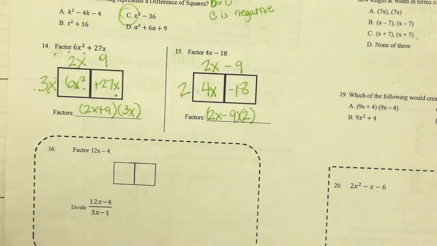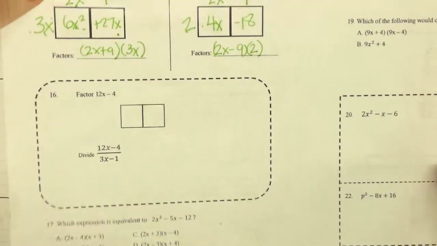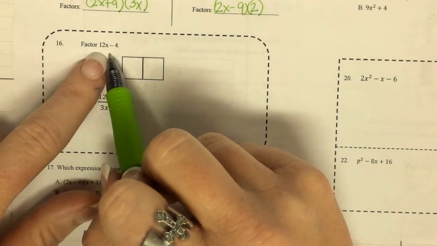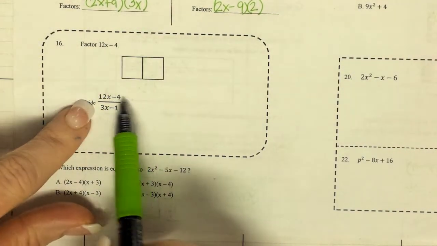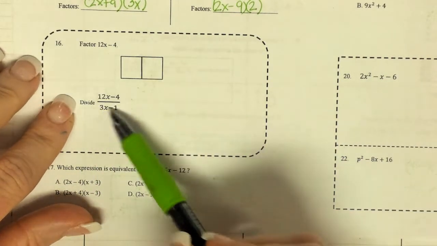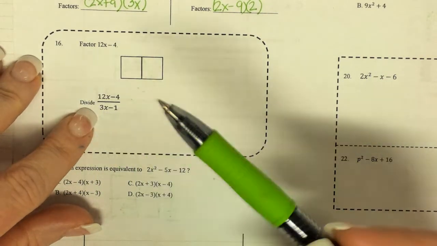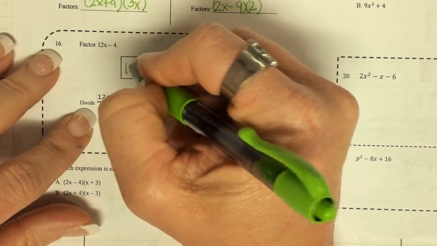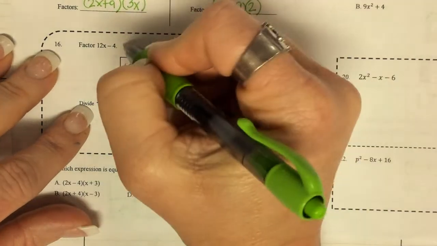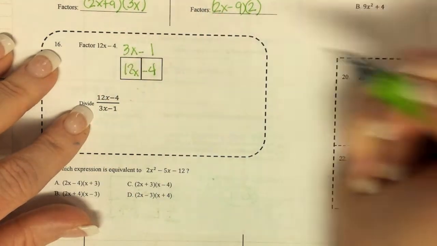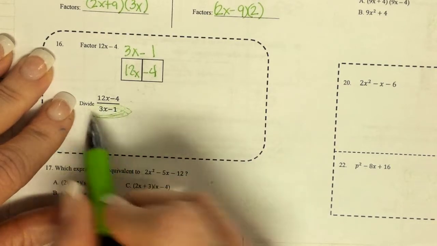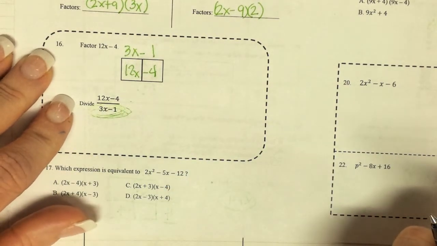Okay, so move on down to 16 because this is what it's going to be like on the test. They're going to give you this. They're going to say factor 12x minus 4. But they're going to have this problem down here below it that goes with it, okay? They're trying to get you to factor it before you divide it out, right? So I'm going to take the 12x minus 4. Can I take this 3x minus 1 and put it up here? Yeah. Because that's what they're giving us to divide by, right? Please just do it on the test.